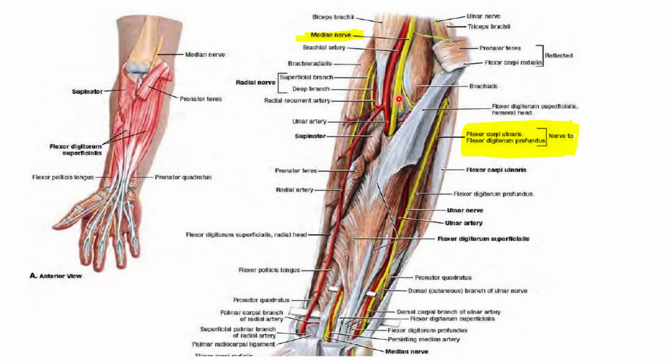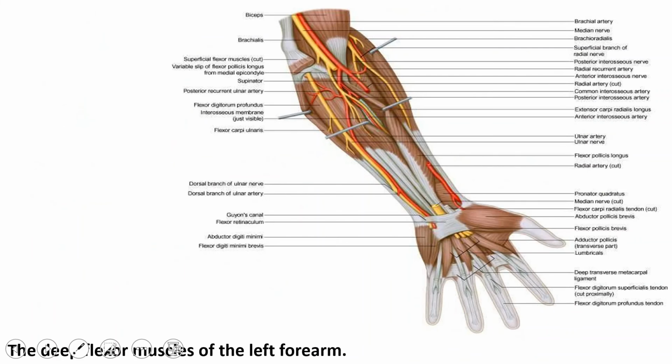So the median nerve gives one deep branch, which is called the anterior interosseous nerve, which supplies the deep muscles of the forearm. So this is the anterior interosseous nerve given off by the median nerve supplying the deep muscles of the anterior compartment. So regarding the blood supply of the anterior compartment, the arterial supply is mainly by the branches of the radial and the ulnar artery.